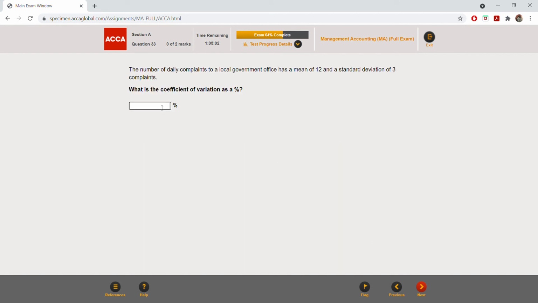Next. The number of daily complaints to a local government office has a mean of 12 and a standard deviation of 3 complaints. What is the coefficient of variation as a percentage? So mean is 12, standard deviation is 3. How do you calculate this?